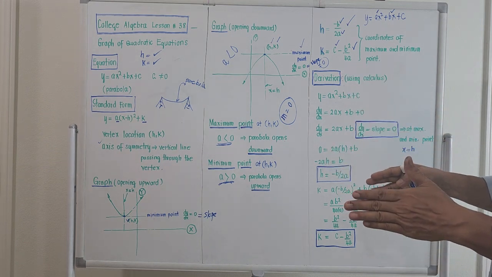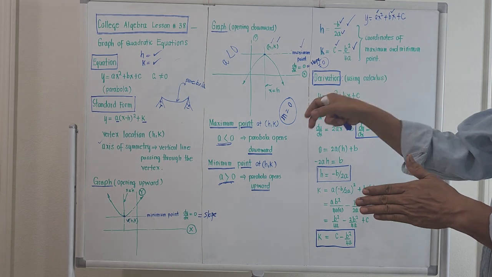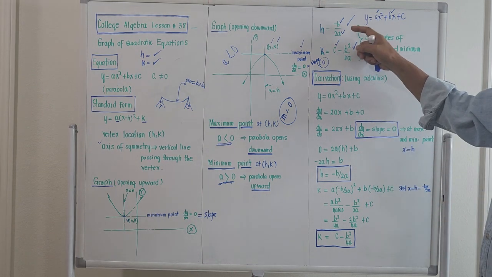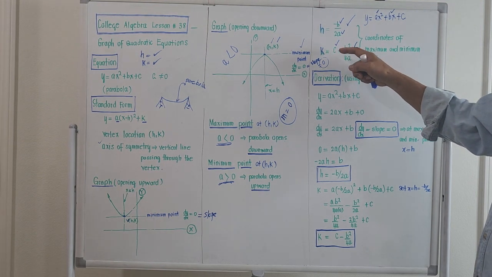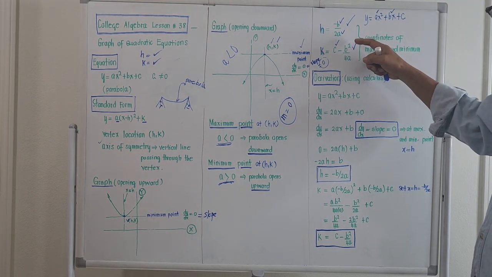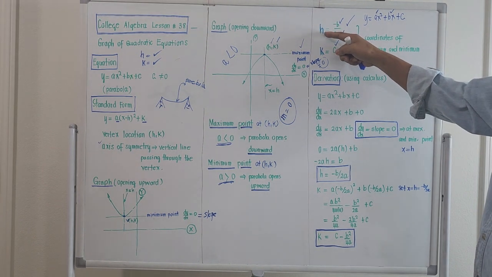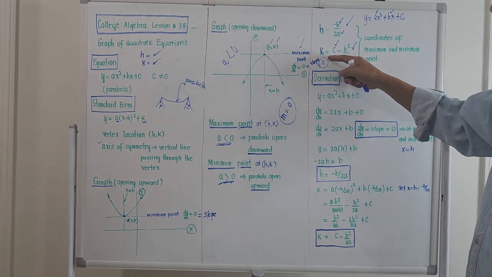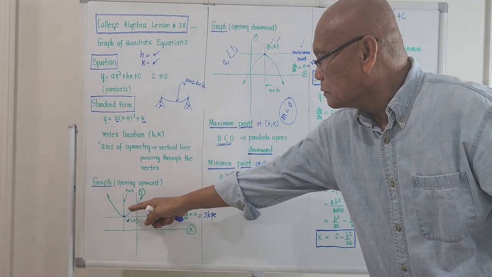For a parabola, to compute the abscissa of the maximum and minimum point, this will be the formula: negative b over 2a. And for the value k, it will be c minus the ratio b squared over 4a. This will be the abscissa, and this will be the ordinate of the maximum point and minimum point.